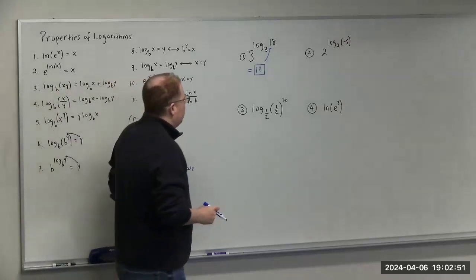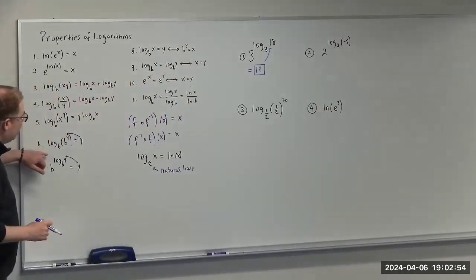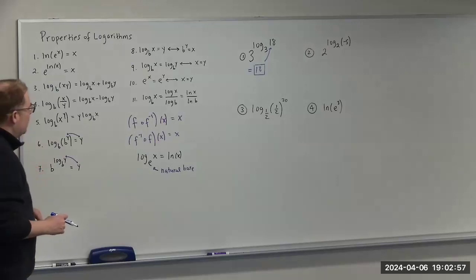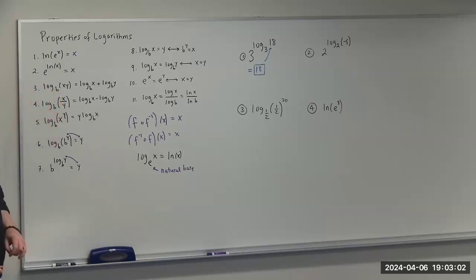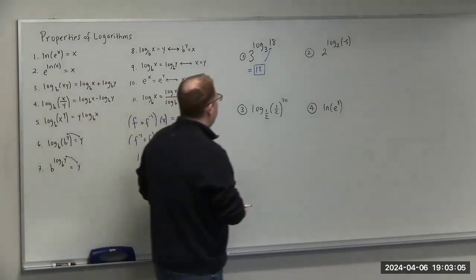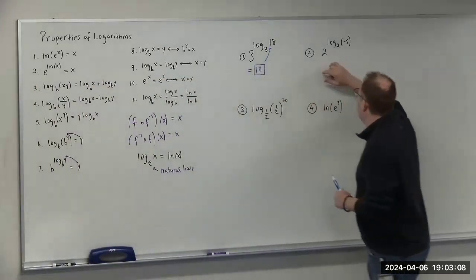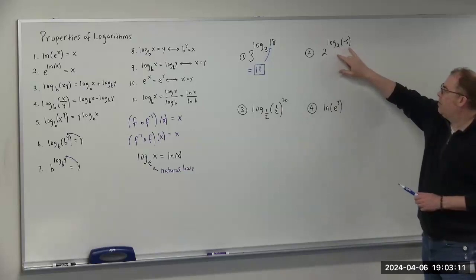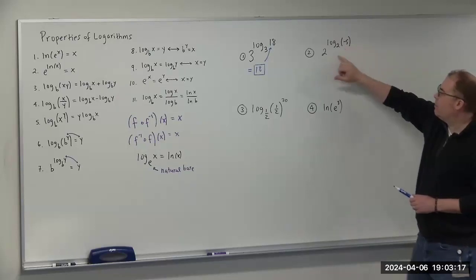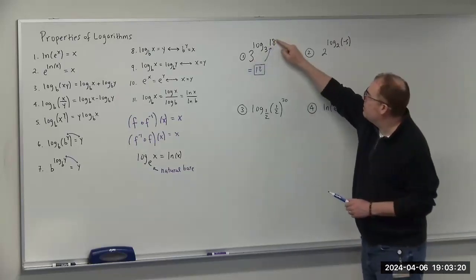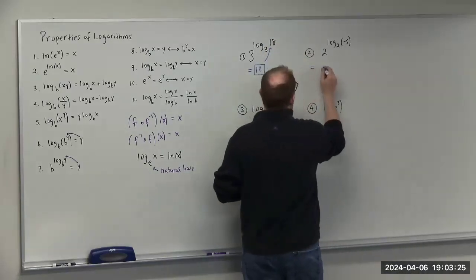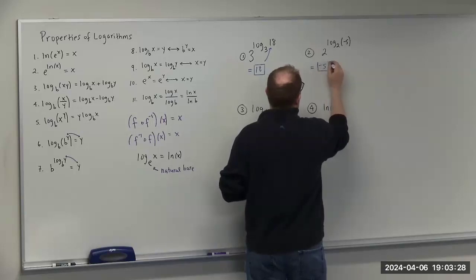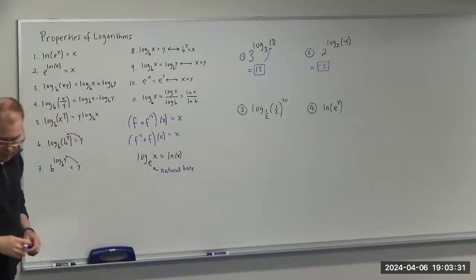The next one, same kind of idea, except this time you have 2 raised to log of negative 5 base 2. Because these two are the same, you're going to end up getting back whatever is here, just like over here, where this whole thing is equal to 18. So therefore, this is going to be equal to minus 5. Pretty straightforward.